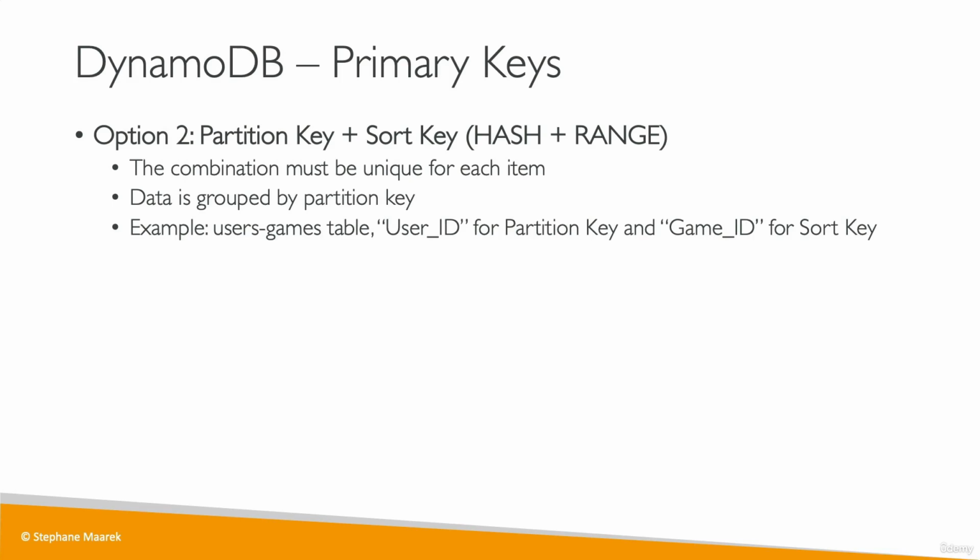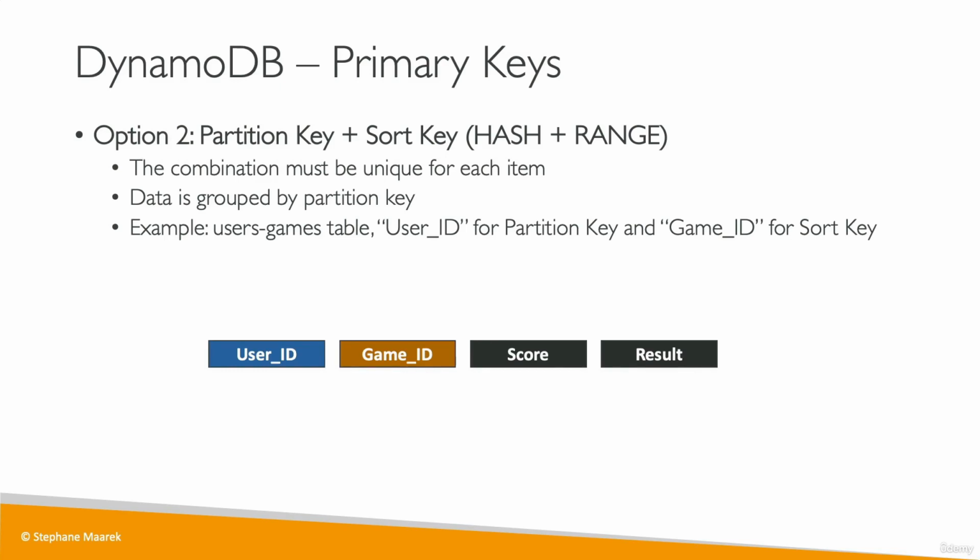Let's see what that means. That means that users can attend multiple games. So we have these four columns, attributes, but the first one is going to be our partition key. We want data to be grouped by user ID. And the second one is going to be the sort key. This is going to give us the uniqueness of the combination of partition key and sort key. So both of them are going to be making the primary key, and the rest are going to be attributes.